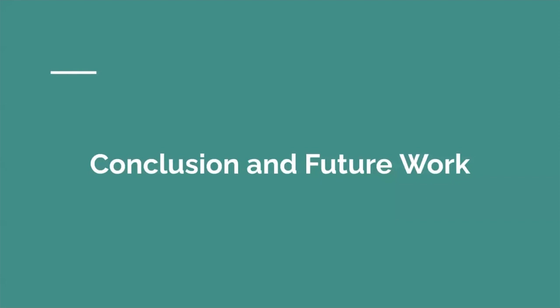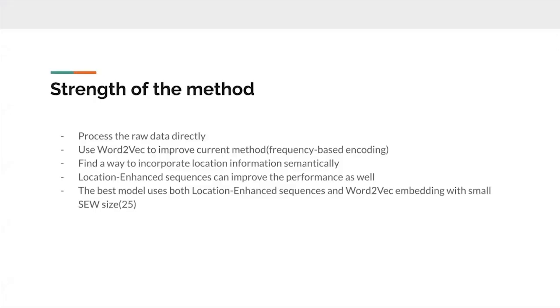Conclusion and future work. We used the NLP idea, which is one of the deep learning methods, so we can process the raw data directly to avoid spending lots of time on generating handcrafted features. Our study used Word2Vec to improve the current method, which used frequency-based encoding before. In addition, we incorporate the location information semantically when generating event sequences, and the results show that the location indicators can improve the model performance as well.